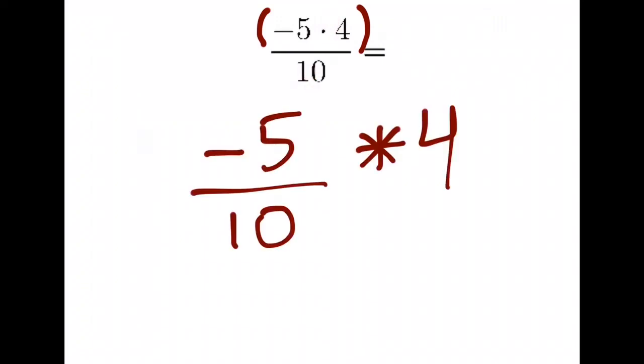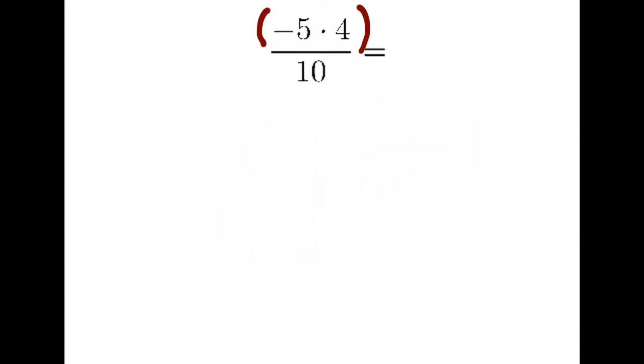Contrast this with -5 over 10 times 4. Notice the fraction bar ends and times 4 is separate. Everything above the fraction bar here happens first because there are invisible parentheses. It has baffled Algebra 1 students for years.